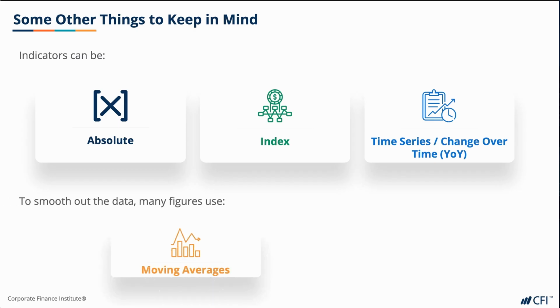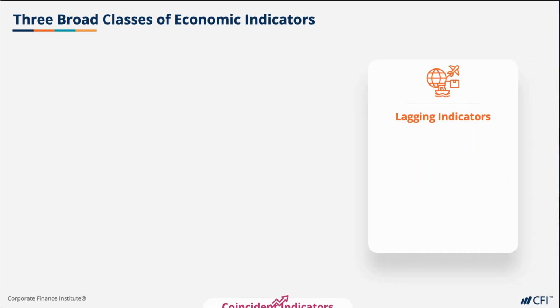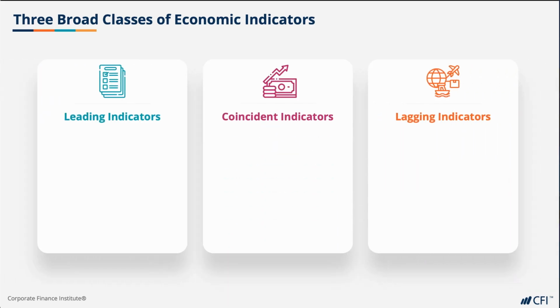Lastly, many figures use moving averages and or seasonal adjustments to smooth out the data and to take out erratic moves. Economic indicators can be largely classified into three broad categories based on the expected time frame the specific indicator is referring to, namely data from the past, the present, or potentially from the future.